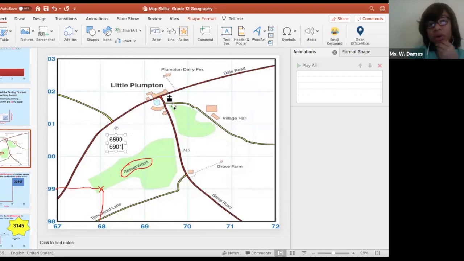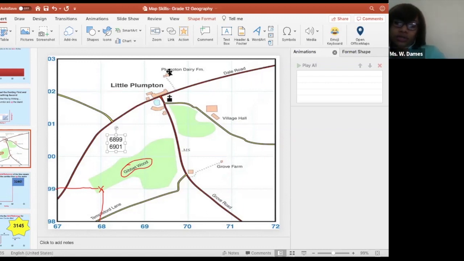Let's do another one. Let's do Plumpton Dairy Farm. What would be the 4-figure grid reference for Plumpton Dairy Farm? Raven, good job. Marsha and Raven, that's good. You did excellent. Okay, one more before we move on.